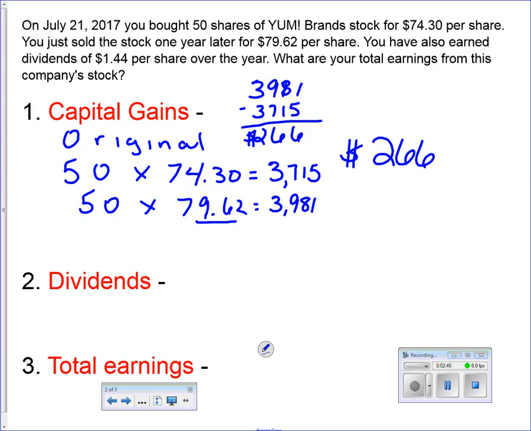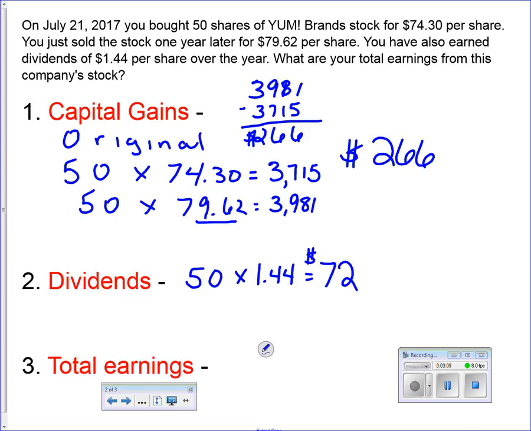You have also earned dividends of $1.44 per share over the year. So to figure out how much money that equates to, you have to take the number of shares that you bought, which was 50, and you multiply it by the dividend amount. And that gives you $72.